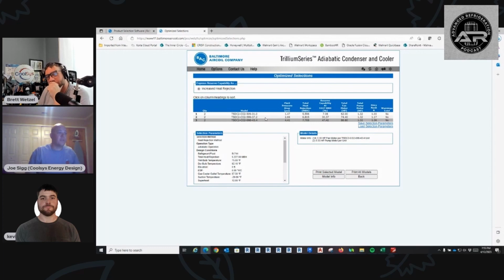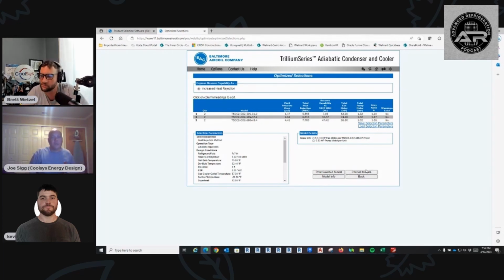If I want with this one, that's a 14 fan, but that's 47% over. So I don't need that much. I'm only looking at 20 to 30% on my gas cooler, so that we can overcome those hotter ambient temperatures.